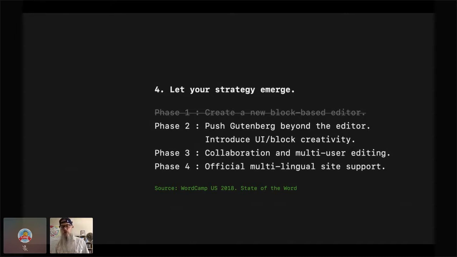So phase 3, we'll see collaboration and multi-user editing. If you can envision a couple people editing a Google Doc or something and leaving comments. Phase 4 is official multilingual site support. I think that one received applause during the keynote at WordCamp Europe. It's a huge one.